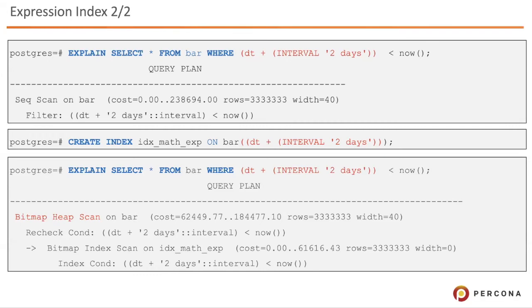So why are you creating an index on only dt? Just create an expression index on bar, the table name, and put the whole expression in there. So this is a bit of a complex expression. Any valid expression can be used in an index. A valid Postgres expression can be used here. Postgres does not have to evaluate that expression every time, filtering out the information. It will evaluate that expression once and store that in the index. So it's fast.